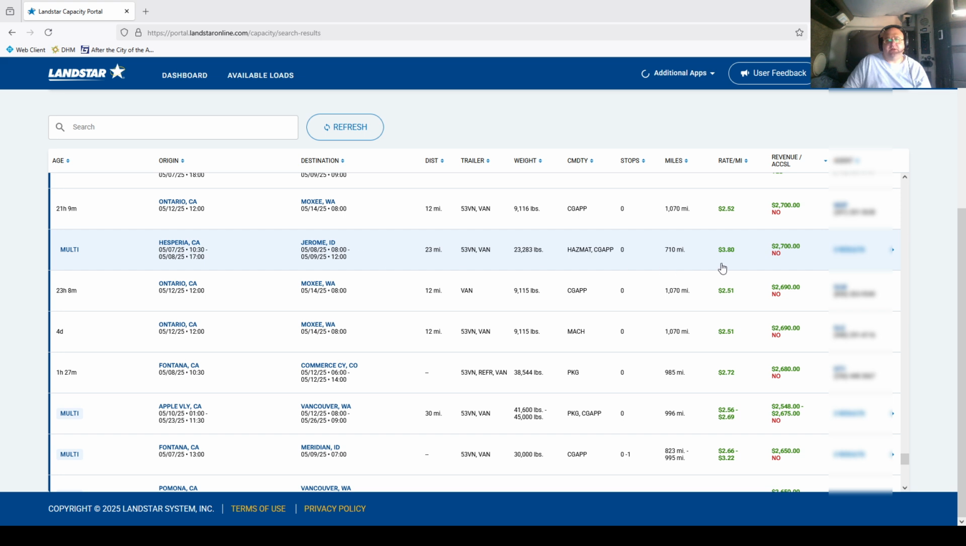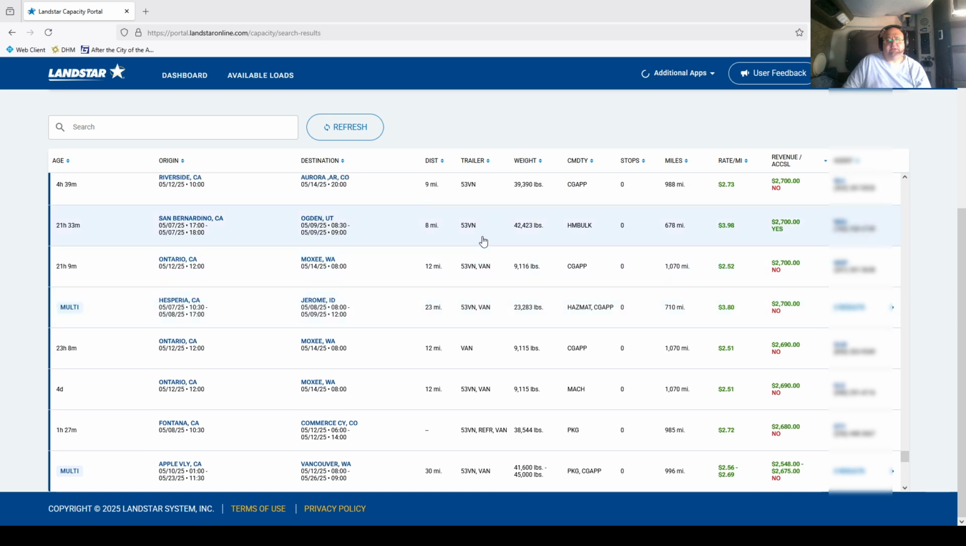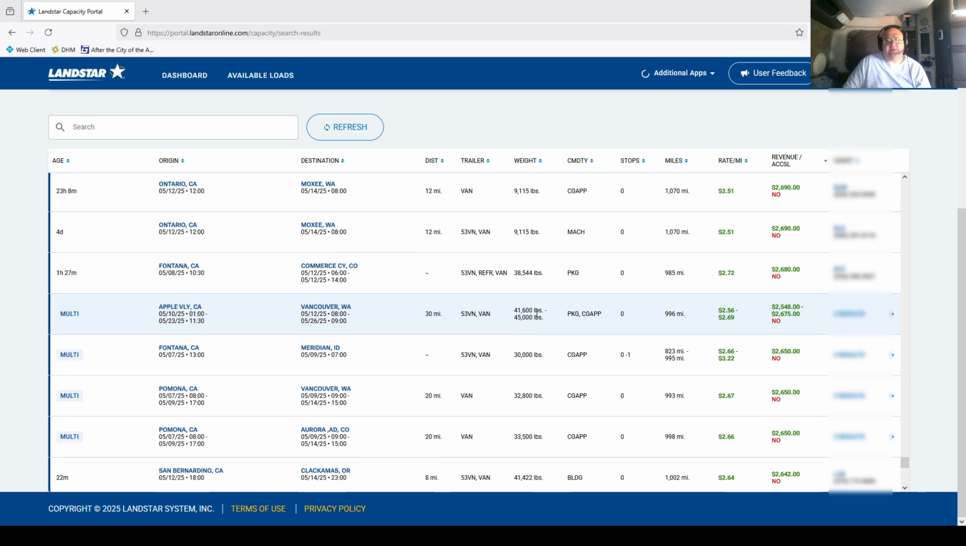Hesperia, California to Jerome, Idaho, paying $3.80 a mile, $2,700. That's probably that same load that's listed up here, going to Ogden, Utah, because it's listed for the same amount of money. Same pickup and delivery dates. No, wait a minute. What am I thinking of? Jerome, Idaho, and Ogden, Utah are too far away from each other, and the weights are too different. No, that's not the same load.